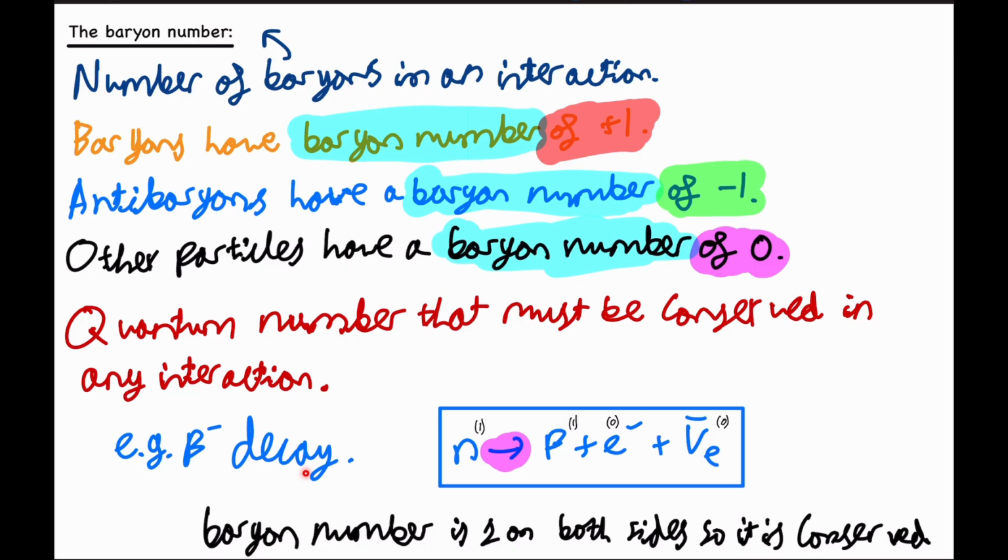As you can see in beta minus decay, for example, you have a neutron, which is a baryon, and a proton, which is a baryon. Neither of the products e minus and the anti-electron neutrino are baryons, these are leptons actually. So an electron and an antineutrino both have a baryon number of 0. You have a baryon number of 1 in the reactants, and a baryon number in total in the products of 1. So the baryon number is 1 on each side, so the baryon number is conserved. So this is actually a possible interaction. That's why we do have beta decay in nature.